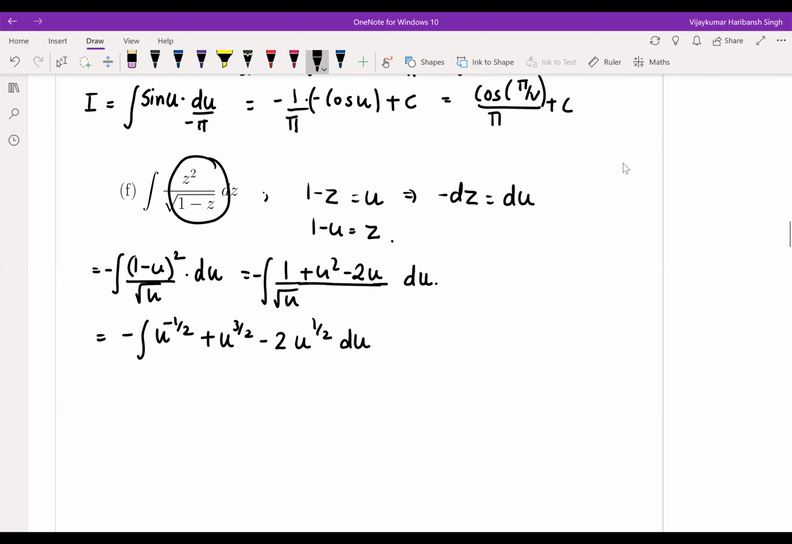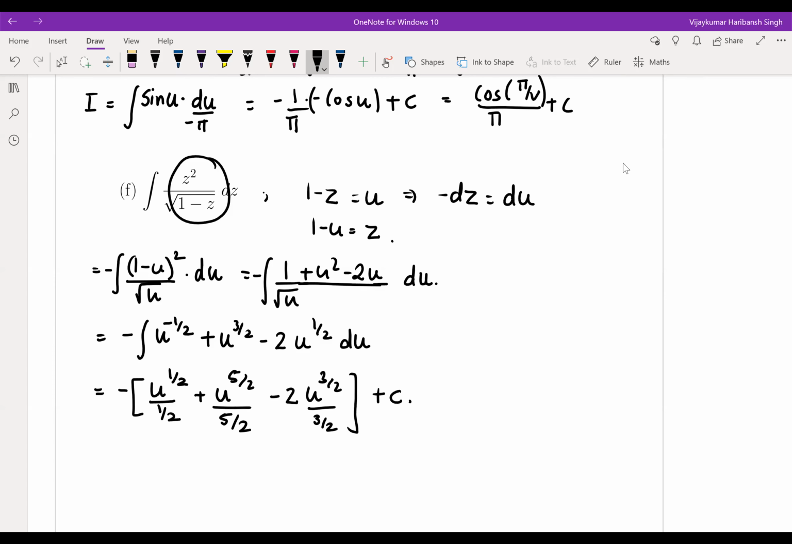And now we'll use the power rule. So keep the minus sign outside. U to the power minus half plus 1, my bad, is going to be half. Dividing by half. Same thing here, u to the power 3 by 2 plus 1 is 5 by 2 divided by 5 by 2, minus 2 u to the power 3 by 2 divided by 3 by 2, and then plus c.